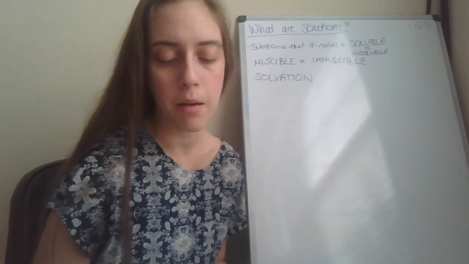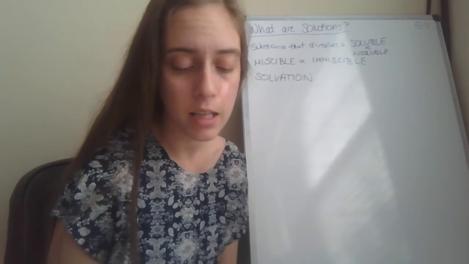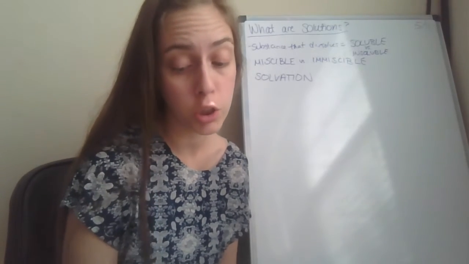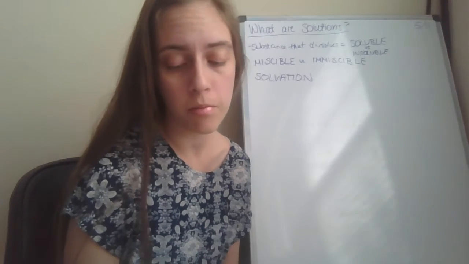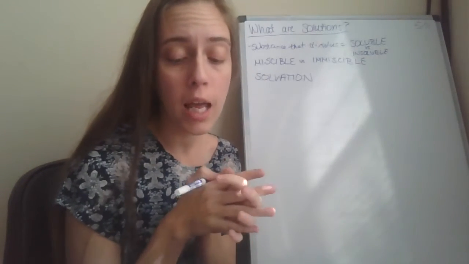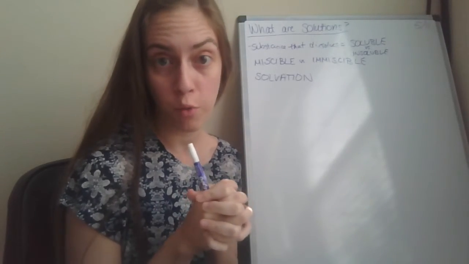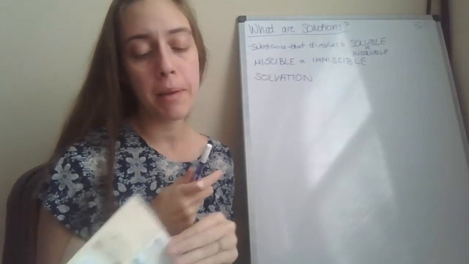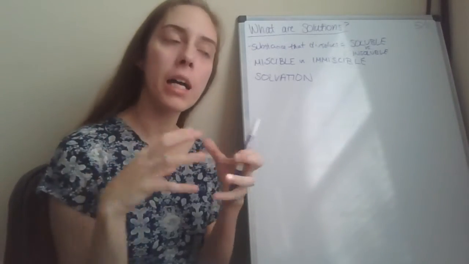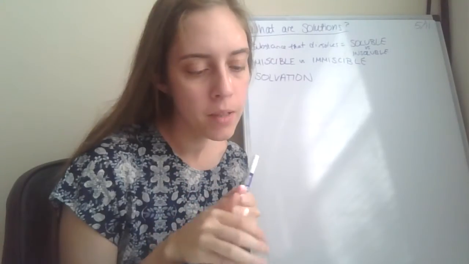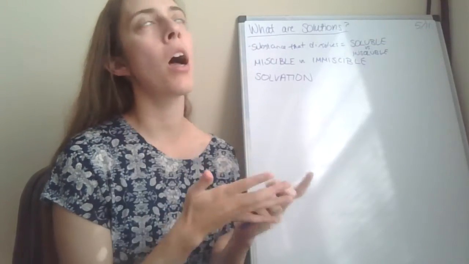So gypsum is a compound composed of calcium ions and sulfate ions. It's mixed with water to make plaster. Plaster is a mixture, it's not a solution. Gypsum is insoluble in water because the attractive forces among the ions in calcium sulfate are so strong that they cannot be overcome by the attractive forces produced by the water molecules. So solvation does not occur because the bonds holding the ions together are stronger than the bonds between the solute and solvent. Okay? So that's an aqueous solution.